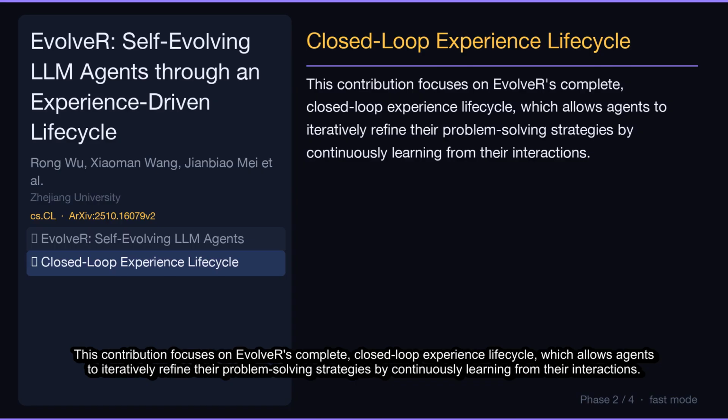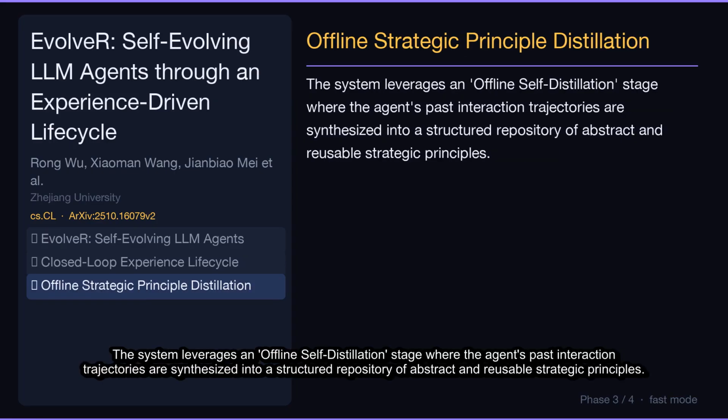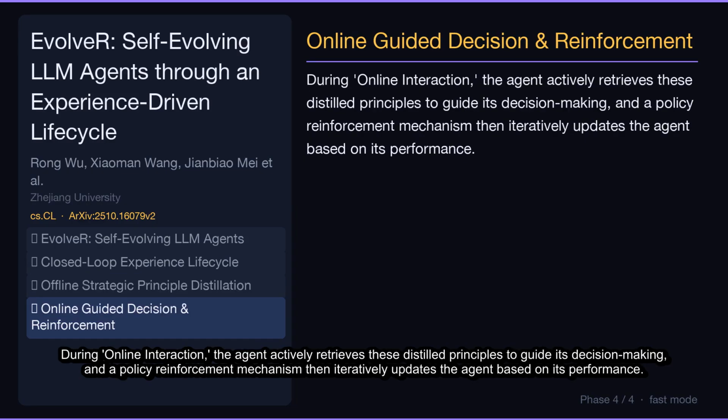This contribution focuses on Evolver's complete, closed-loop experience lifecycle, which allows agents to iteratively refine their problem-solving strategies by continuously learning from their interactions. The system leverages an offline self-distillation stage where the agent's past interaction trajectories are synthesized into a structured repository of abstract and reusable strategic principles. During online interaction, the agent actively retrieves these distilled principles to guide its decision-making, and a policy reinforcement mechanism then iteratively updates the agent based on its performance.